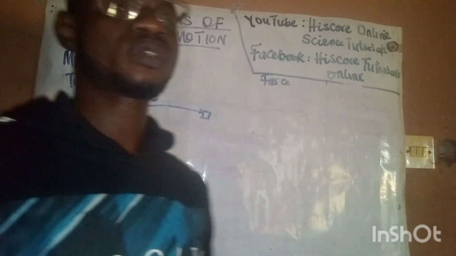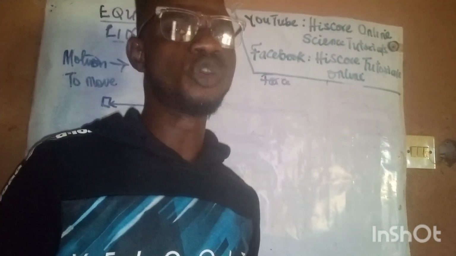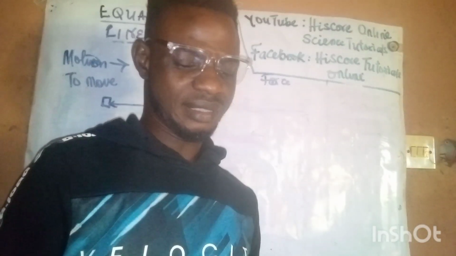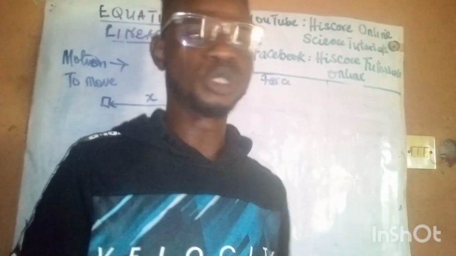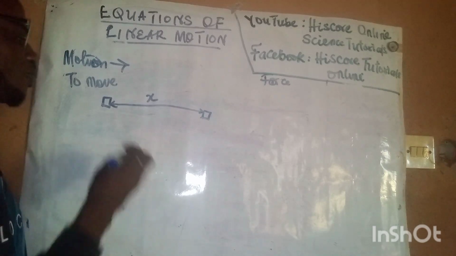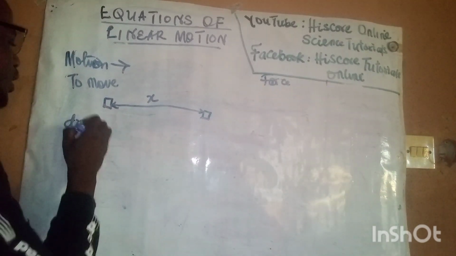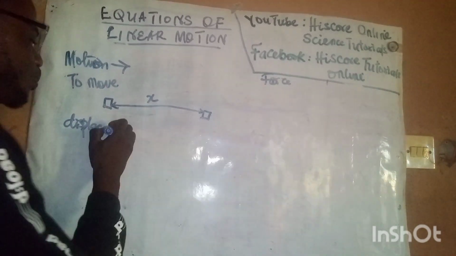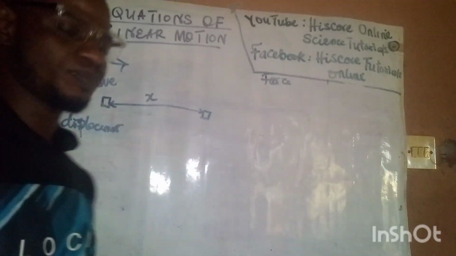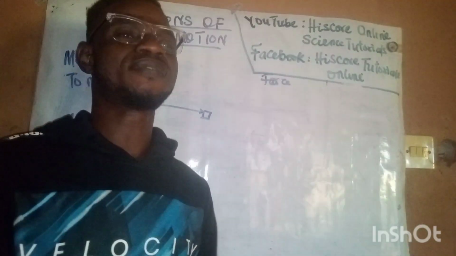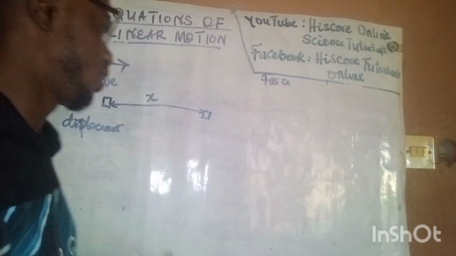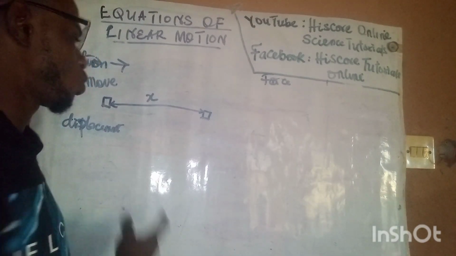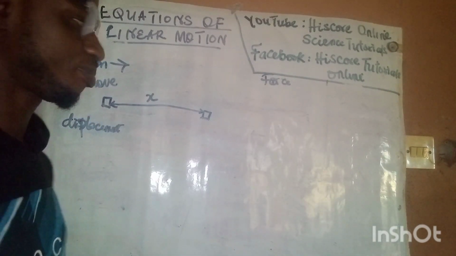But sometimes we might be interested in knowing the direction of the motion. That's when the concept of displacement comes in. Displacement is just distance covered in a specified direction. That is, displacement is a vector, while distance is a scalar.